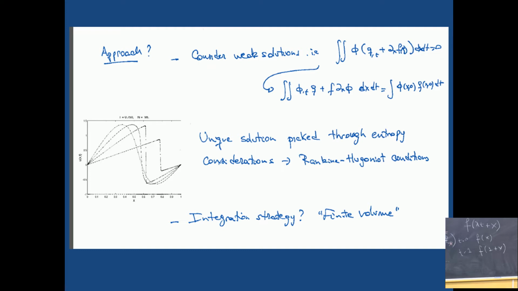And because of this weak sense in which we're doing the calculation, there is an iteration strategy that is very naturally motivated, which is that of so-called finite volume. So formally we're going to discuss this. In the end, then you can recover in many other ways. But let's take the standard form.